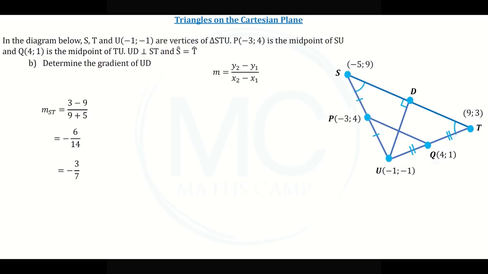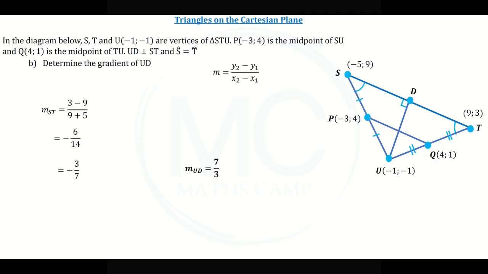Now that we have the gradient for ST, we can find the gradient for UD. These two lines are perpendicular, so the gradient of UD will be the negative reciprocal value. So we can say the gradient m of UD is equal to: the gradient of ST is negative, so UD will be positive. Now we can take the fraction 3 over 7, flip it, and we get 7 over 3. This is the gradient of line UD.